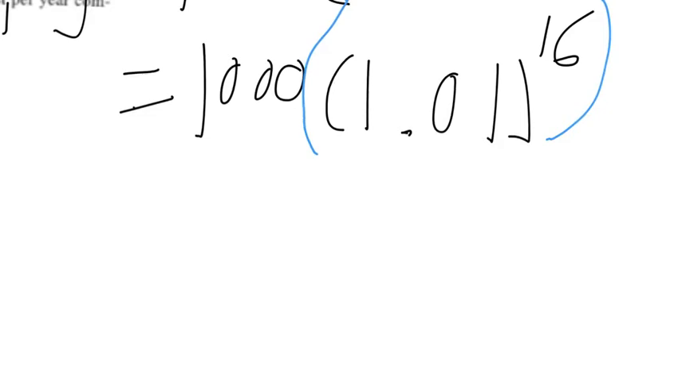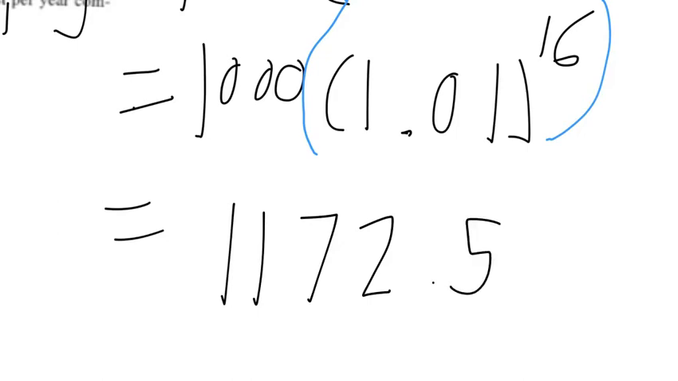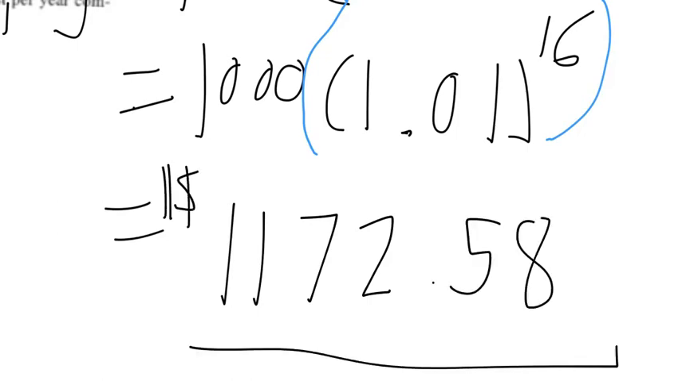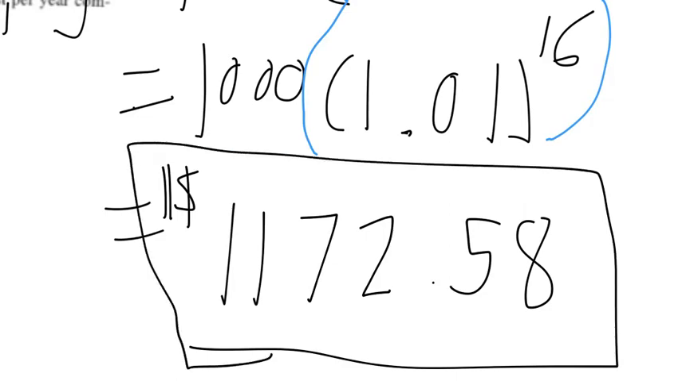So that tells you the amount after 4 years would be, I believe it's $1,172.58. Remember, when talking about compound interest and money, always round it to the nearest cent.